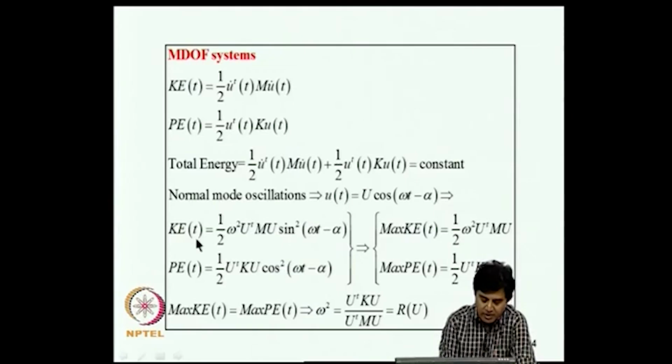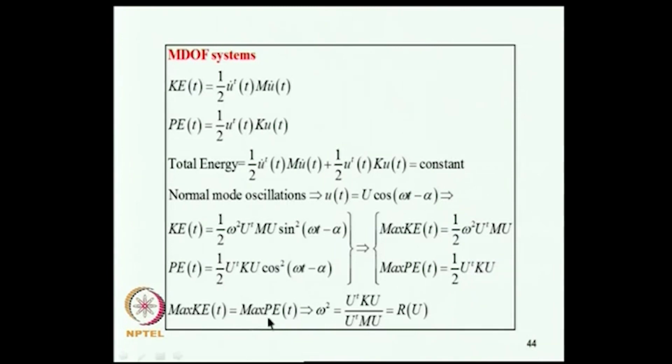Now, the maximum value of kinetic energy is reached when sin square omega t minus alpha is 1, that gives me this, and maximum potential energy is reached when cos square omega t minus alpha is 1, that gives me this expression. So, if I equate these two, I get the expression for omega square, which is u transpose ku over u transpose mu, and now you will recognize that this is nothing but the definition of Rayleigh's quotient for a trial vector u.